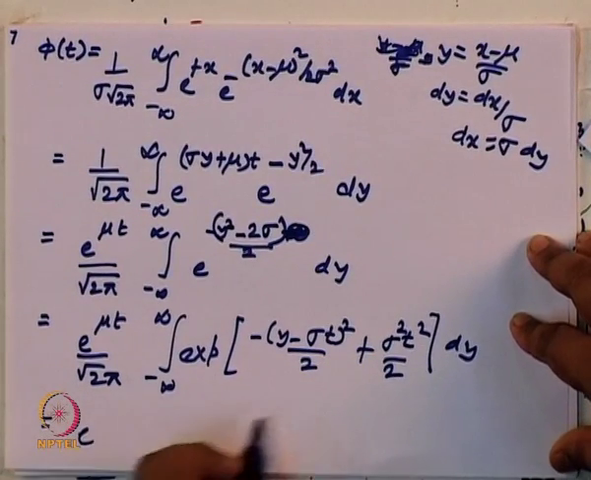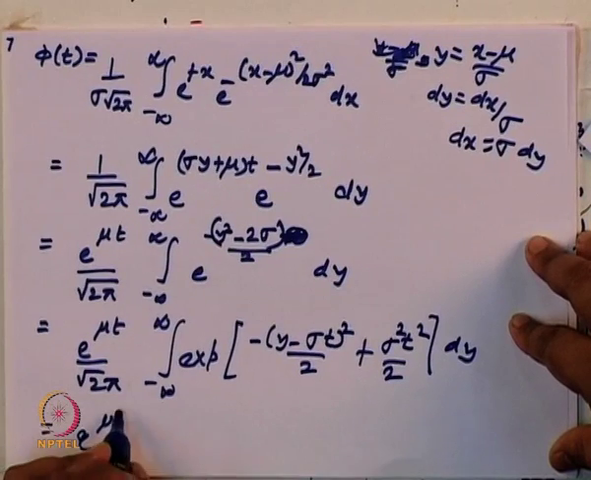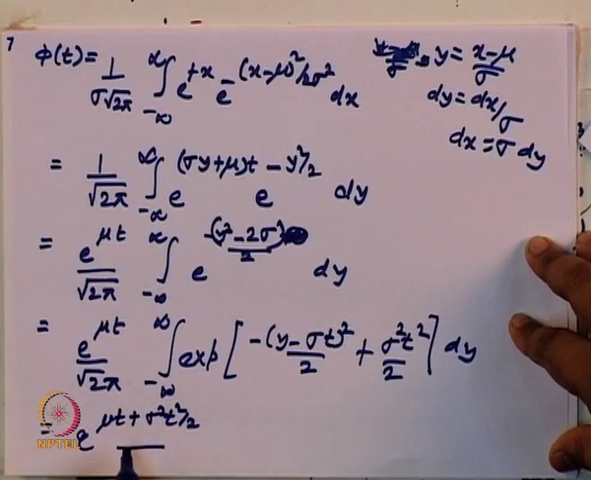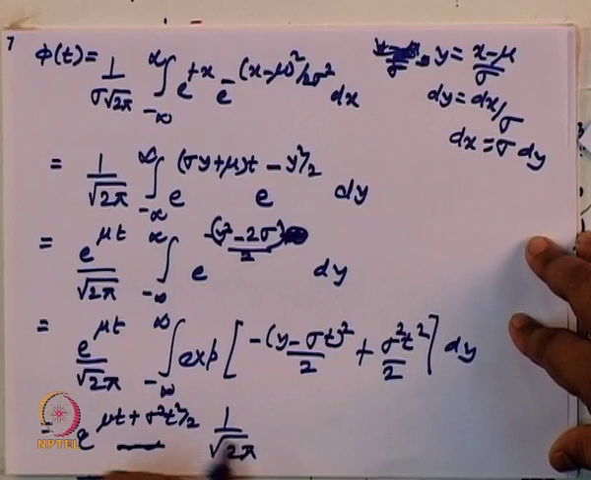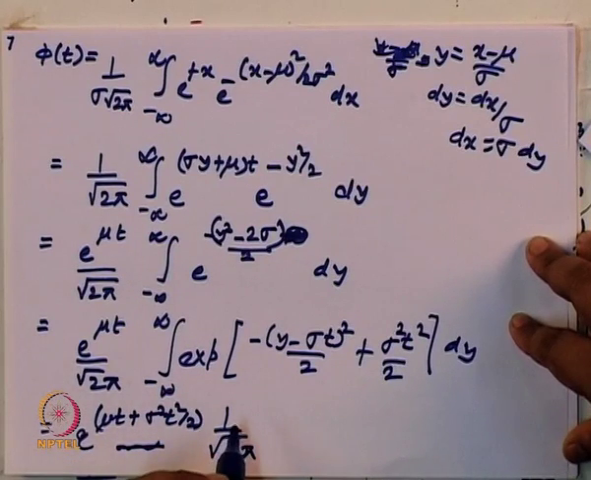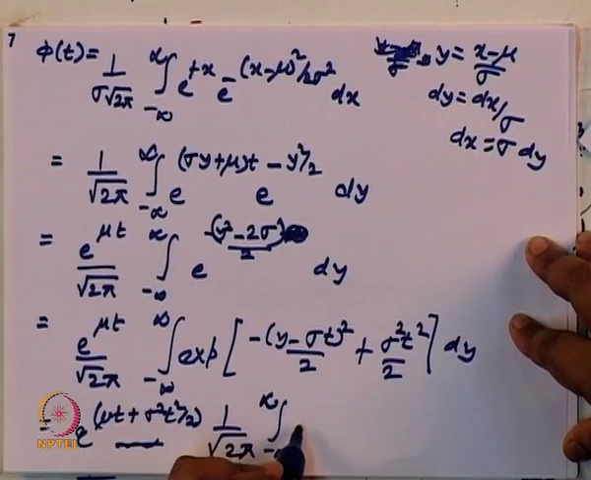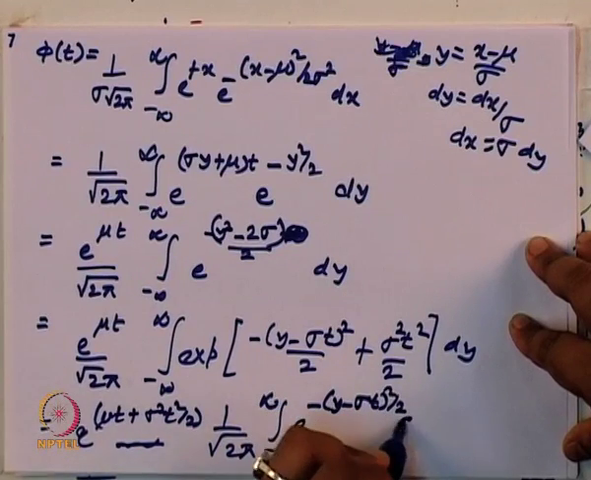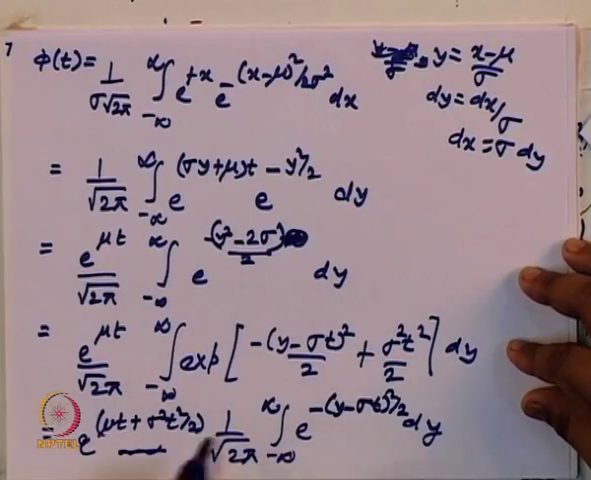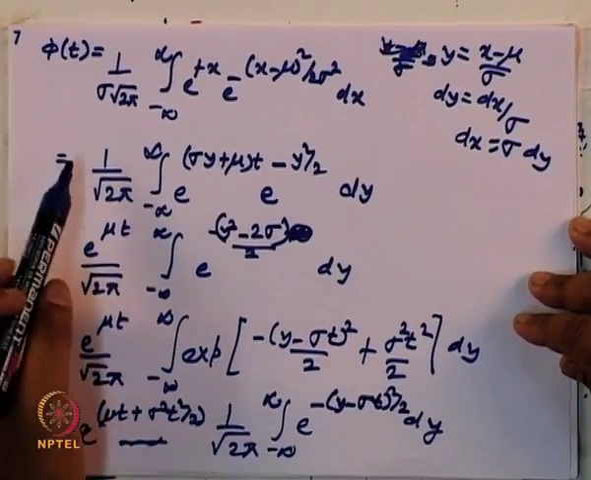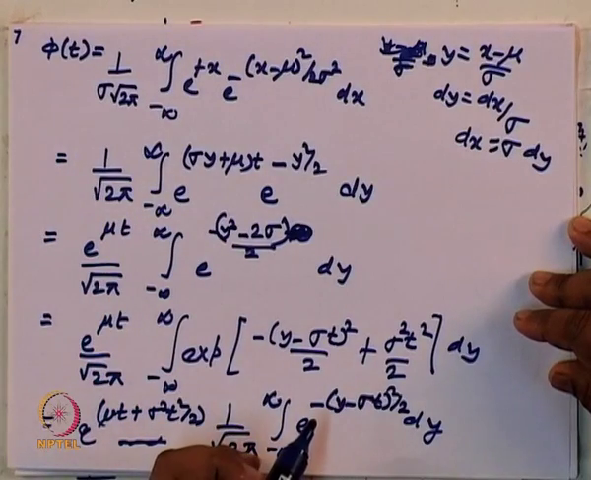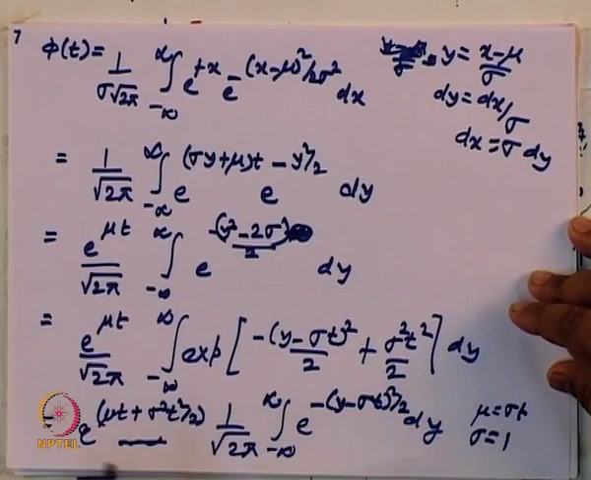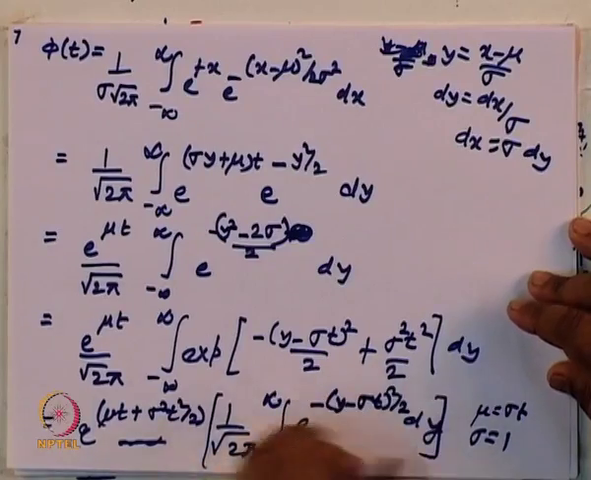So, I can take out this term again. I can write it as e to the power mu t plus sigma square t square by 2, and root 2 pi can be separate. So, this is exponential together into 1 by root 2 pi, integral from minus infinity to infinity of e to the power minus (y minus sigma t) whole square by 2 dy. So, this term is nothing but the same distribution f of x with parameter mu equal to sigma t and sigma equal to 1. So, this integral gives you nothing but 1.